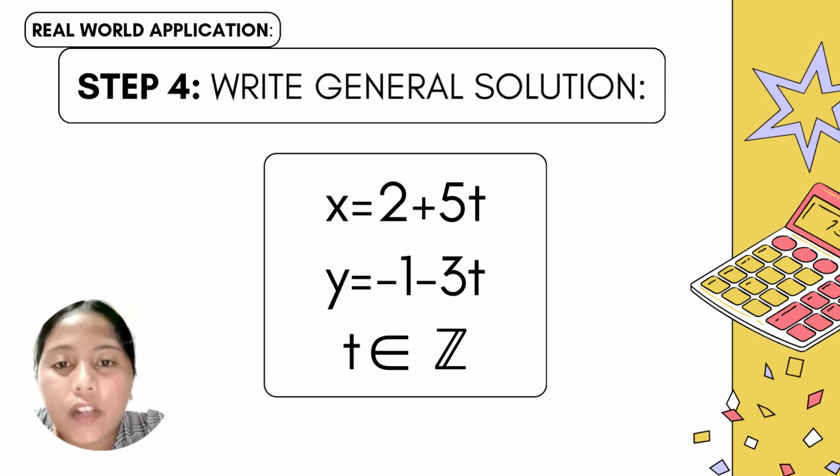So we are now in step 4. We need to write the general solution. So our x is equal to 2 plus 5t, and our y is equal to negative 1 minus 3t, where t is an element of any integer.